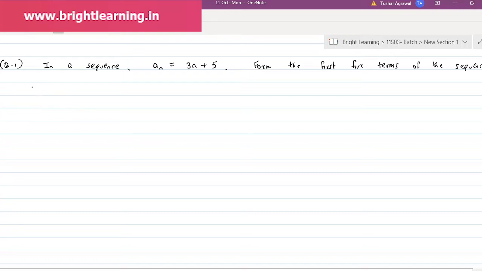It should be over by now. Yes, sir. Done, sir. So A1, how will you calculate A1? Just in place of n, substitute 1. So 3 into 1 plus 5, that will be 8. A2, in place of n, just substitute 2. So 3 times 2 plus 5 is 11. A3, so 3 into 3 plus 5, 9 plus 5 is 14, then comes 17, and then comes 20.